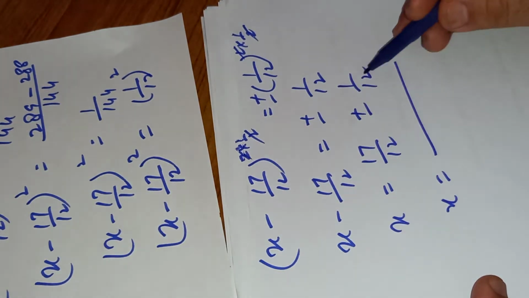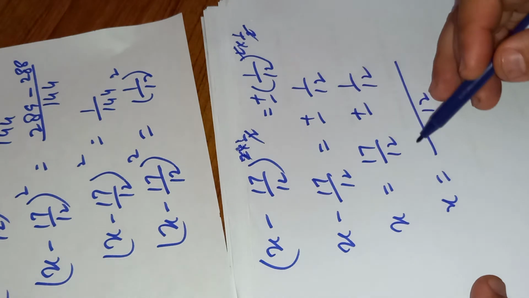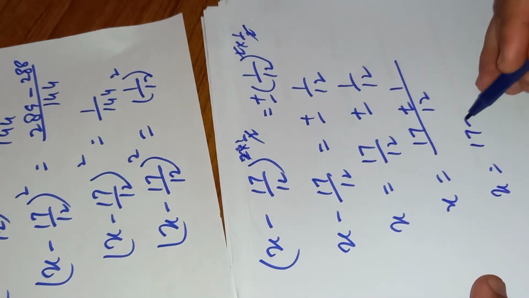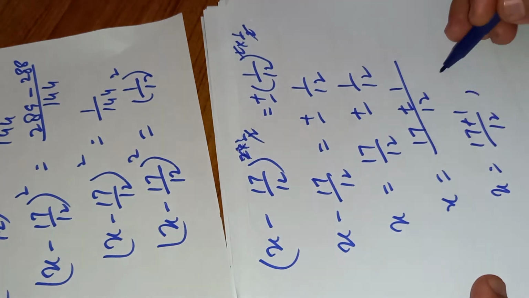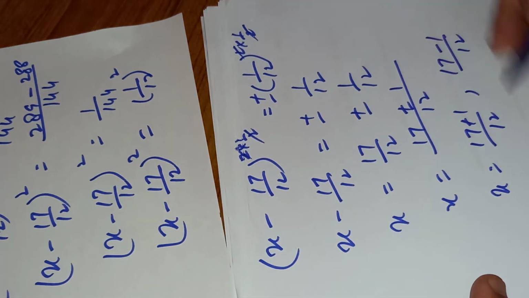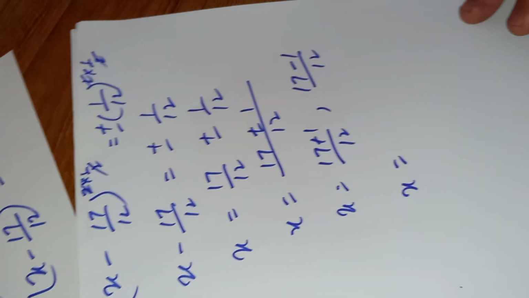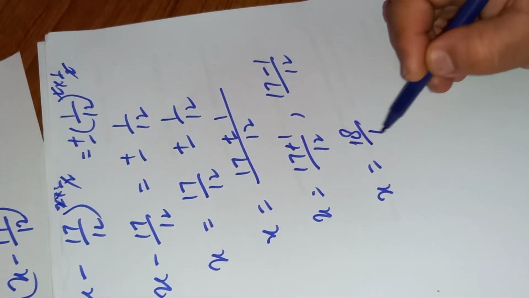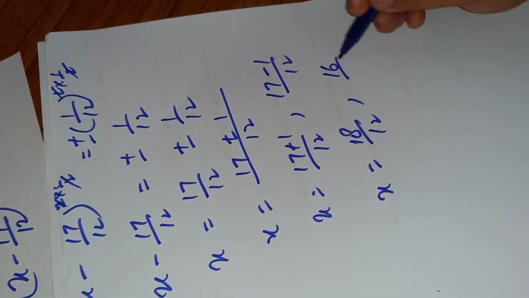What is the LCM? The common denominator is 12, for 17 plus minus 1. So 17 plus 1 by 12 and 17 minus 1 by 12. So we got 17 plus 1 become 18 by 12 and 16 by 12.